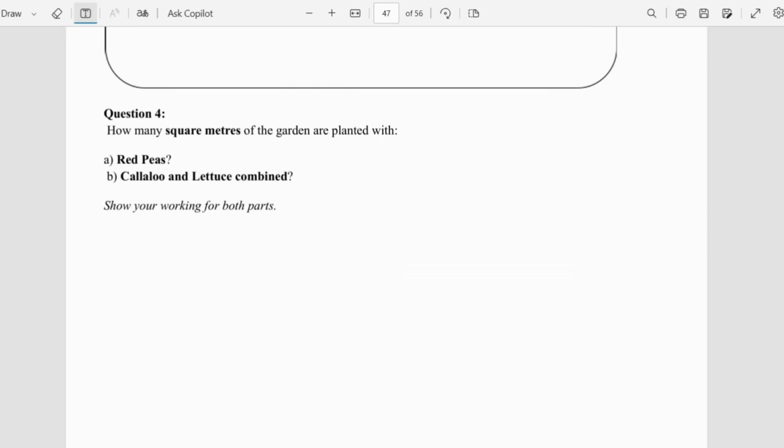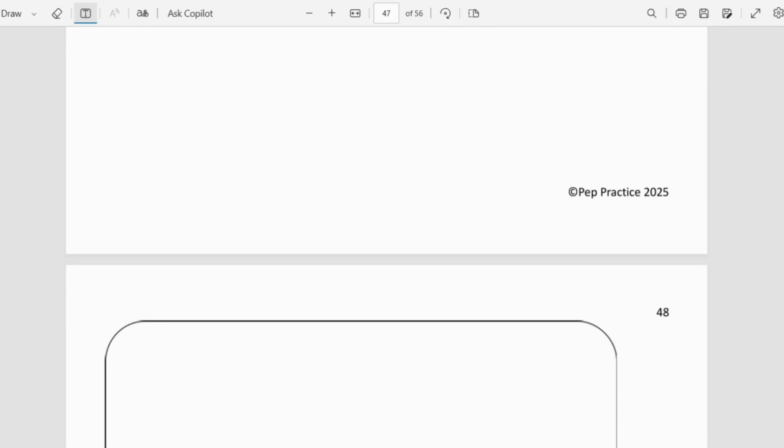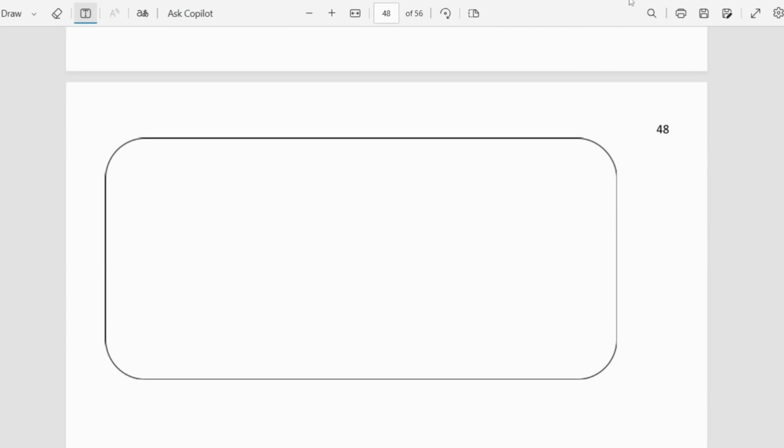And now let's move on to question 4. How many square meters of garden are planted with red peas and callaloo and lettuce combined? So remember, now we're not focusing on fraction, we're moving on to the measurement, which is done in square meters, right? We have to be very careful about what the question is asking us, so we're not putting the incorrect responses. And take your time, read through carefully. If you don't understand what the question is asking you, that is how you will get to understand the problem.